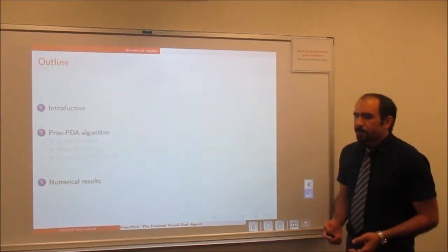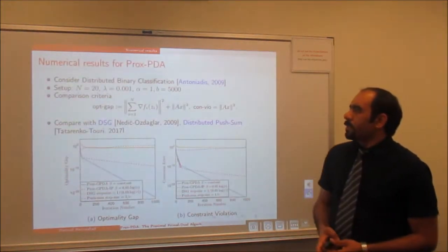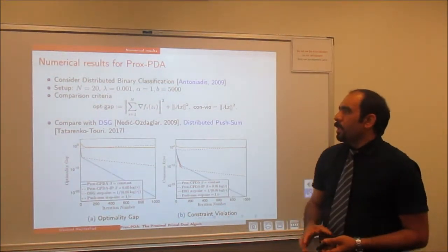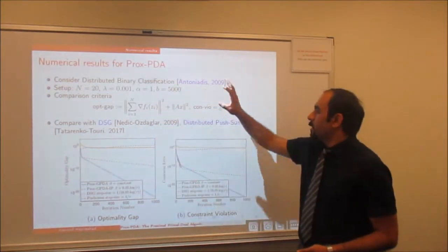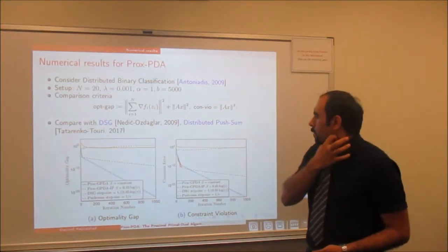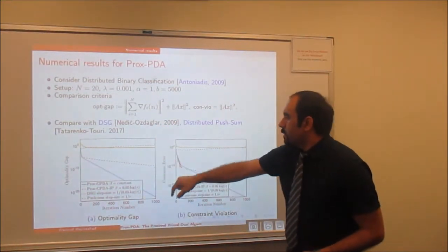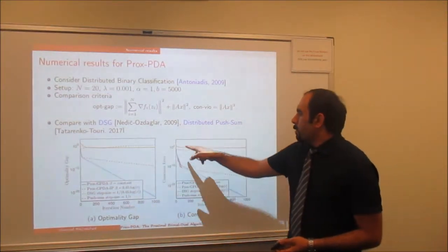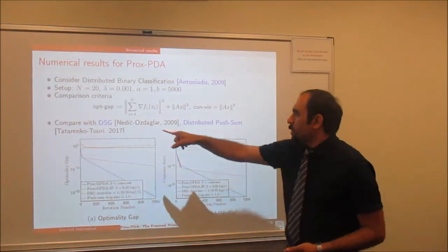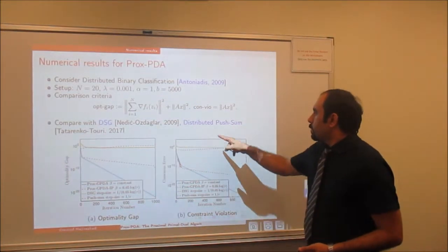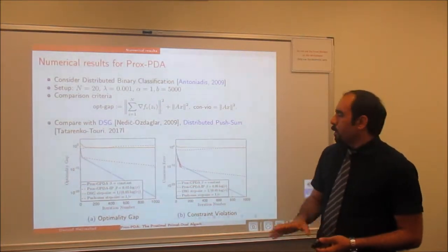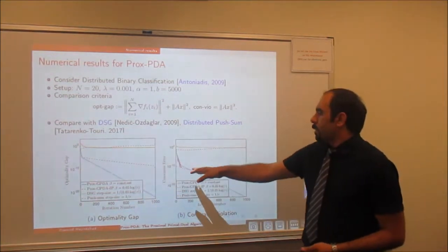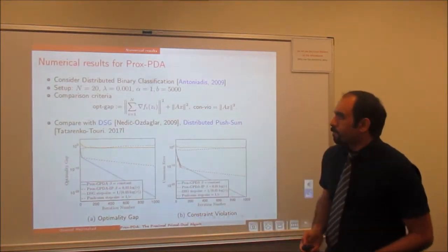And now let's see a few numerical results. We considered the distributed binary classification problem, and we measured the optimality gap and constraint violation. The red dashed line and the blue line are our algorithm, the yellow is the DSG algorithm, and this one is the distributed push-sum algorithm. You can see that in all cases, our algorithm is much faster than these two algorithms.